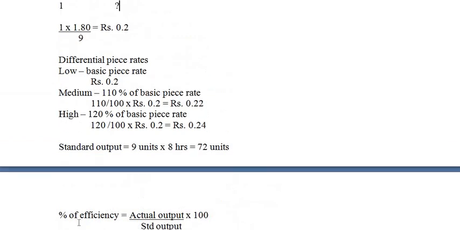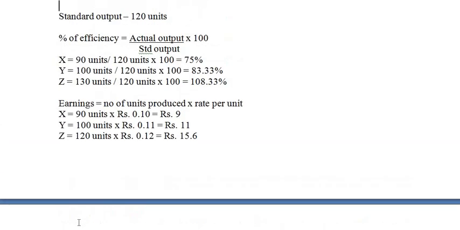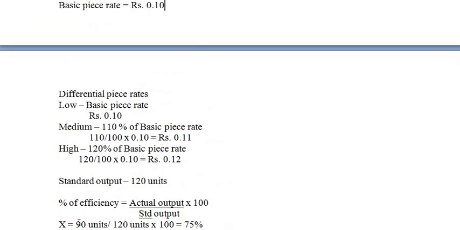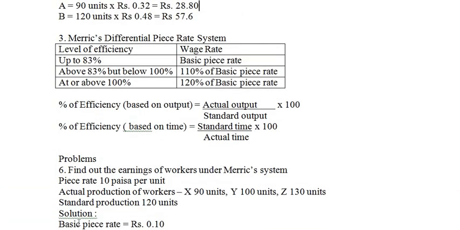Hope this problem is clear to you all. In Merrick's differential piece rate, 3 piece rates have to be calculated: high piece rate, medium piece rate and low piece rate.